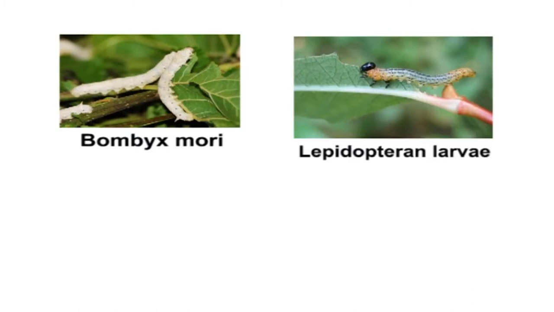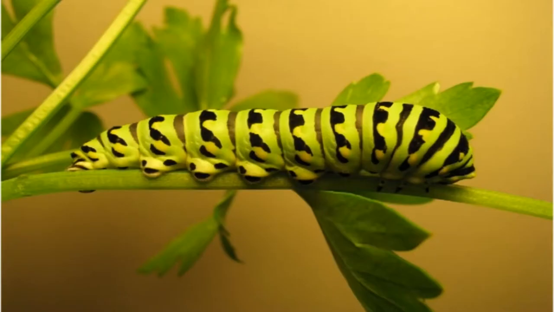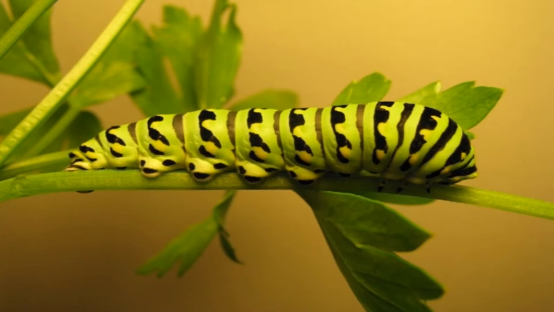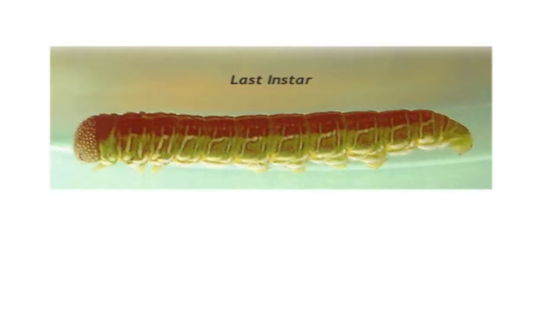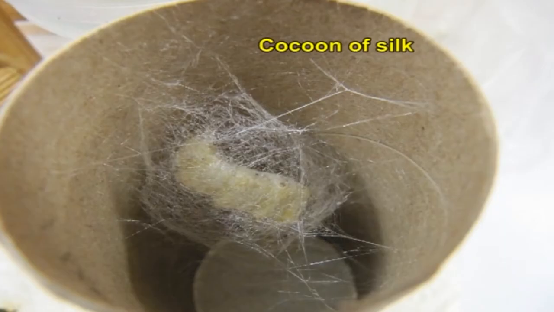The larvae of Bombyx mori, like other lepidopteran larvae, are of eruciform or polypod type with abdominal prolegs. The larva molts 3, 4 or 5 times and has 4, 5 or 6 larval instars. Instar means the stage of an insect between molts. The final larval instar, after full growth, empties its gut, stops feeding and spins the cocoon of silk around it. The last larval instar is 10 cm long.